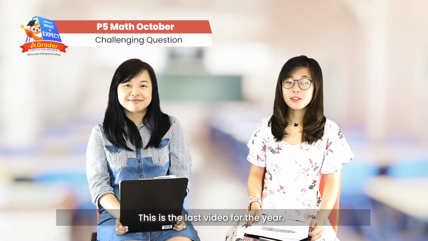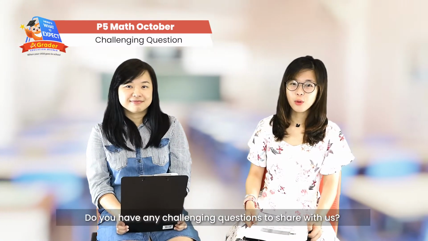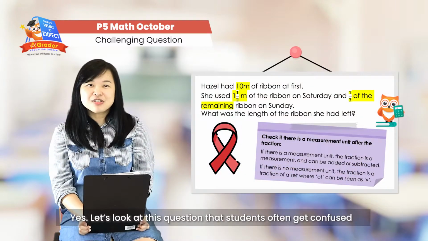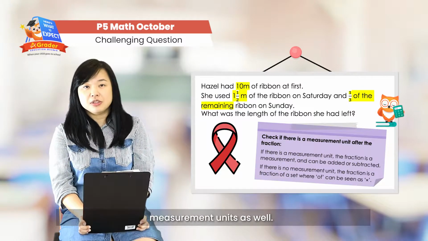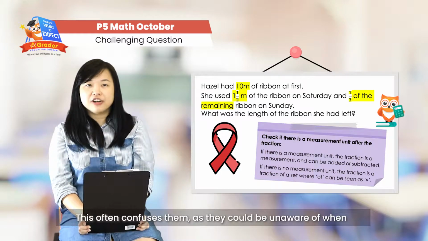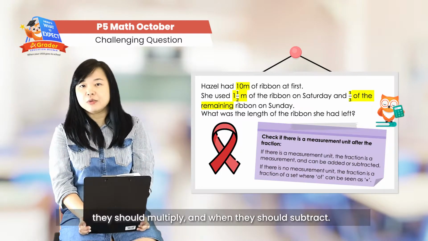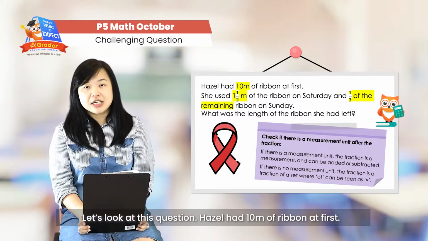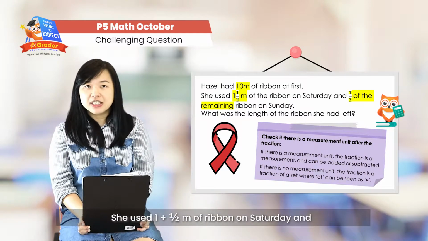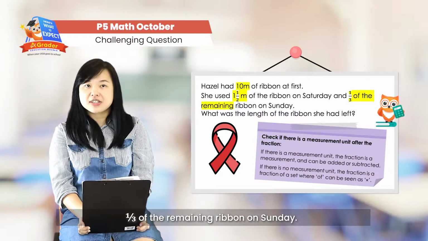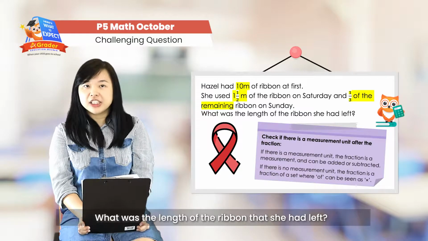Okay, so as this is the last video of the year, do you have any challenging questions to share with us? Yes, let's look at these questions that students often get confused even up to P6. So it involves fractions and it involves measurement units as well. So that's why they are confused as to when they should multiply and when they should subtract. So let's look at this question. Hazel had 10 meters of ribbon at first. She used 1.5 meters of ribbon on Saturday and 1/3 of the remaining ribbon on Sunday. What was the length of ribbon she had left?